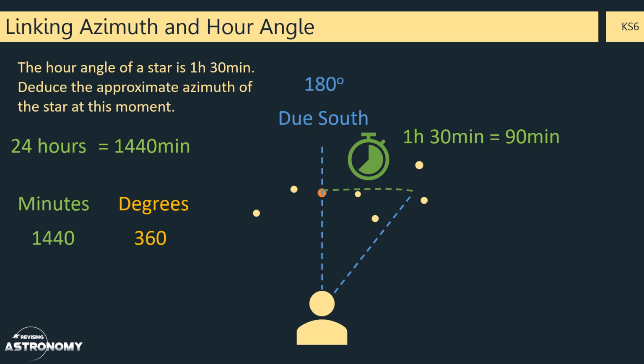So therefore, using ratios, we can convert this to find out what 90 minutes is in degrees. To go from 1,440 minutes to 90, we divide by 16. And we need to do this to both sides. 360 degrees divided by 16 gives us 22.5. Therefore, we know that the star is 22.5 degrees west of the southern meridian. Remembering that the southern meridian has an azimuth of 180 degrees, we can then add this onto our 22.5. And this gives the approximate azimuth of the star as 202.5 degrees.